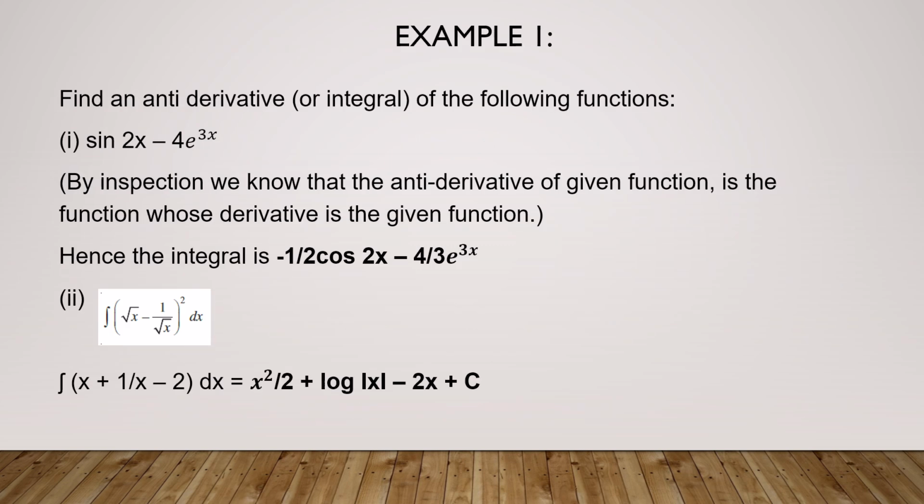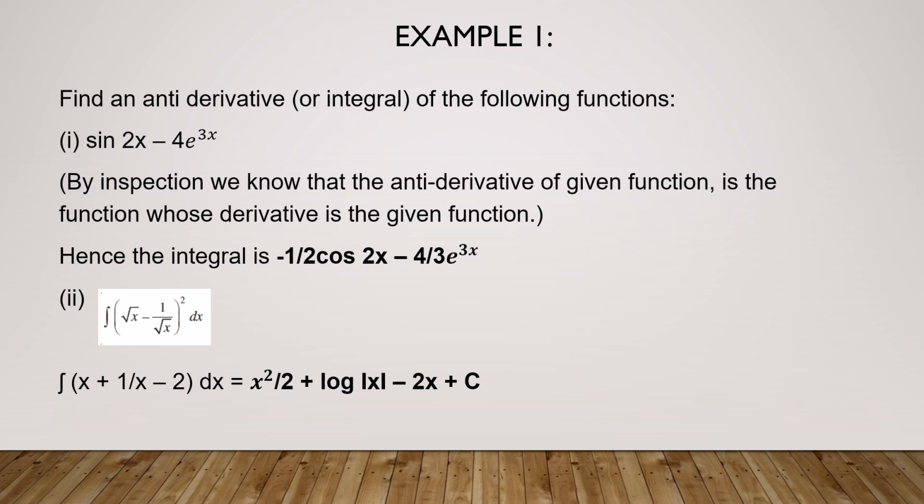We now start with the examples. In the first example, you have to find the antiderivative of the integral just by inspection, that means just by looking at the function using the concept. This is just to understand the concept, otherwise you can use all the integration formulas. So suppose you have sine 2x minus 4 e raised to 3x. You want to find its integral, that means you want to find a function whose derivative is the given function.